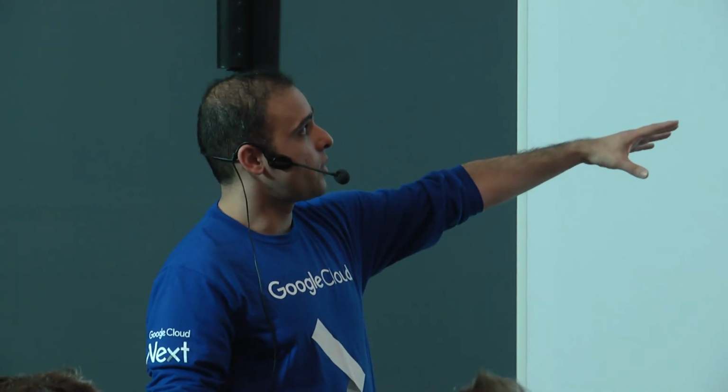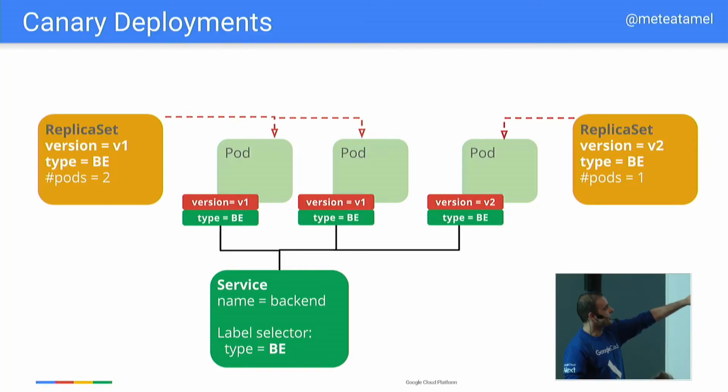You can do canary deployments, so you can set 2 replica sets with 2 different versions of your app, and then you can put them behind this single service.